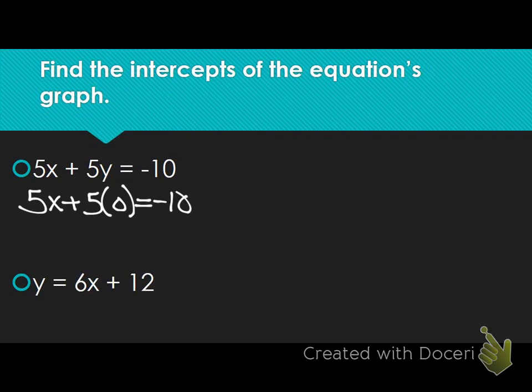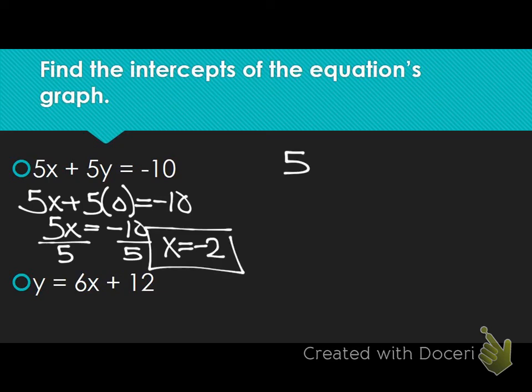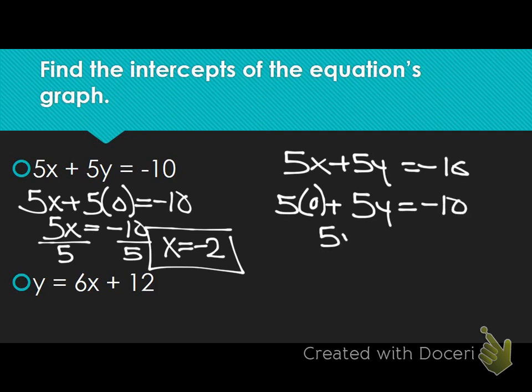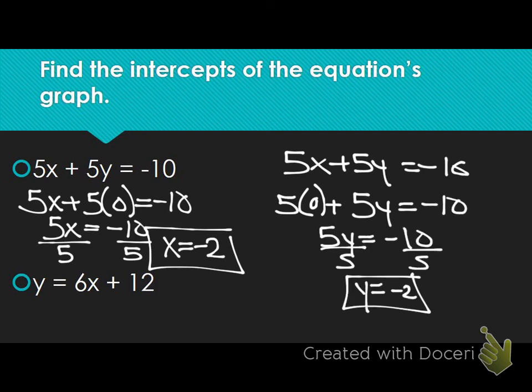Go ahead and finish solving for your x-intercept. So if I'm solving for x, I substitute 0 for y, and I solve the equation. All right, did you get negative 2? Okay, so now if I want to solve for y, what do I plug in for x? 0. Go ahead and solve for your y-intercept. We substitute in our 0, and we got negative 2 again. Did you get negative 2? All right, any questions?